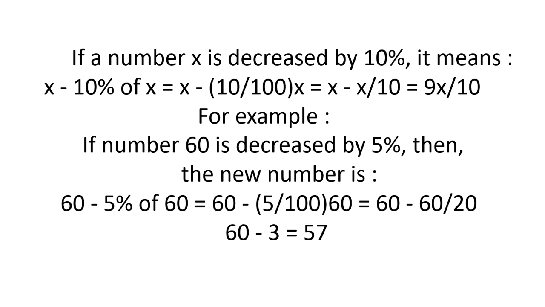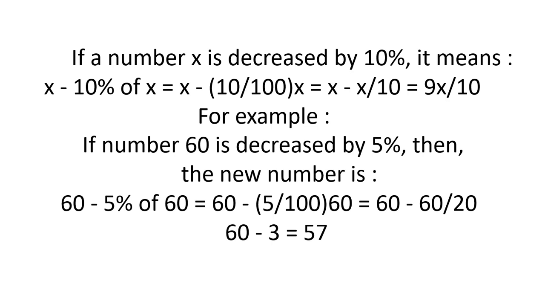If a number x is decreased by 10%, it means that x minus 10% of x. Percentage always means, if we remove the symbol of percentage, we write it over 100. So 10% becomes 10 by 100 into x. So 10 by 100 becomes 1 by 10. 1 by 10 into x becomes x by 10. So x minus x by 10 is equal to 9x by 10.